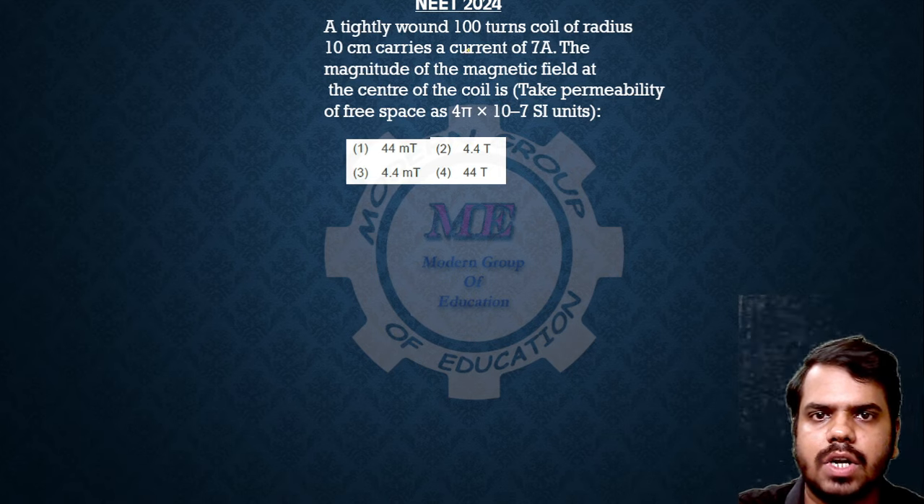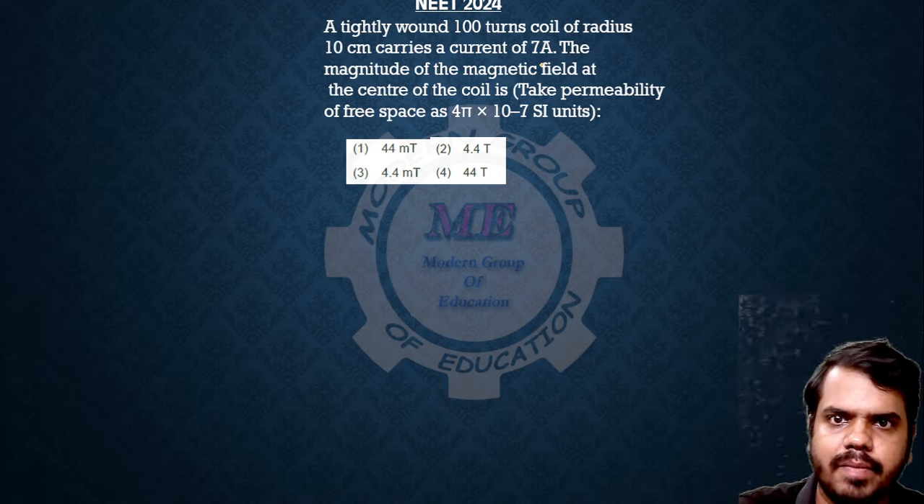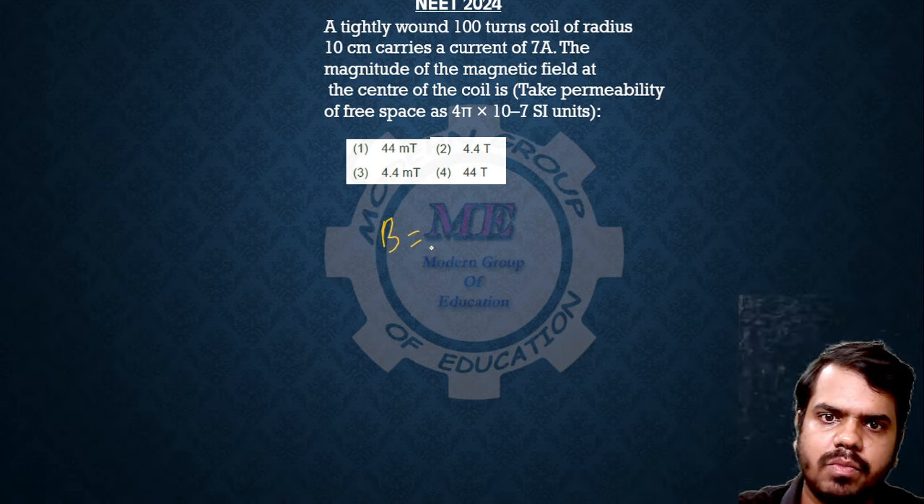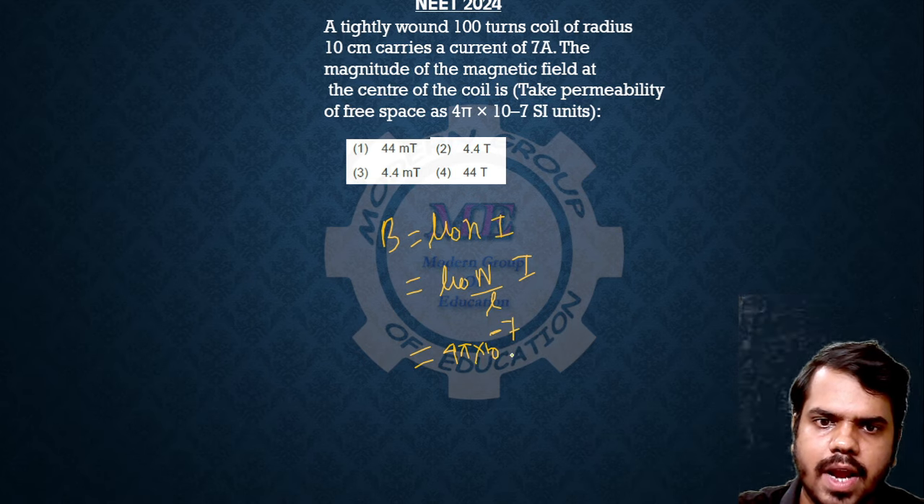A tightly wound 100 turns coil of radius 10 cm carries a current of 7 ampere. The magnitude of the magnetic field at the center of the coil is... the formula is B equal to mu naught N i. Here capital N is given, so capital N by L into I. Very easy, very basic question. 4 pi 10 to the power minus 7 is given, the value of mu naught, and N is 100, I is 7.